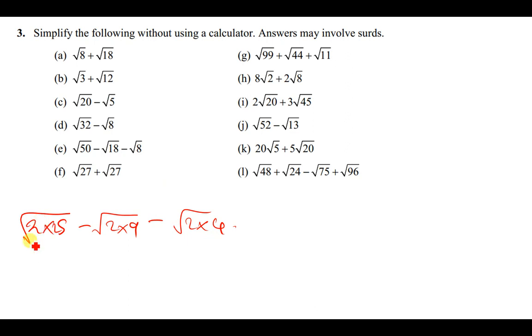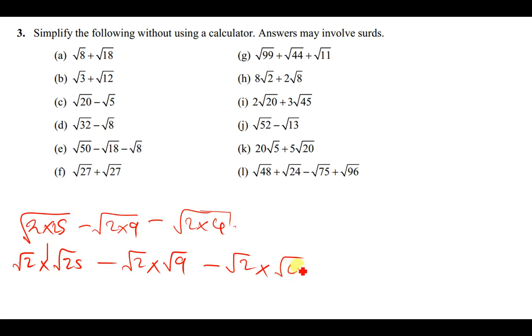So the first one here will give us the root of 2 times the root of 25 minus the root of 2 times the root of 9. Then we also have another minus the root of 2 times the root of 4. So here we have the root of 25, the answer is 5 root 2, minus the root of 9 is 3 root 2, minus the root of 4 is 2 root 2. So when you subtract 5 minus 3, the answer is 2 root 2.